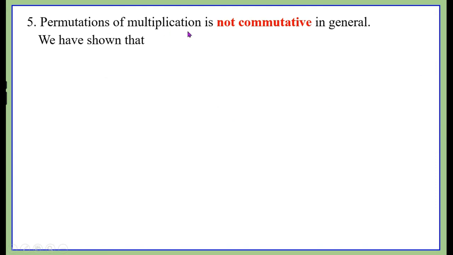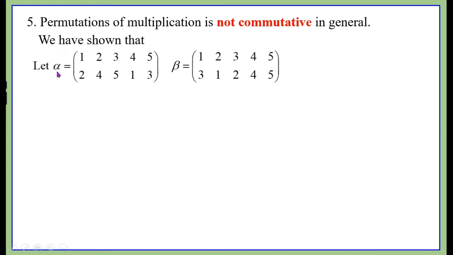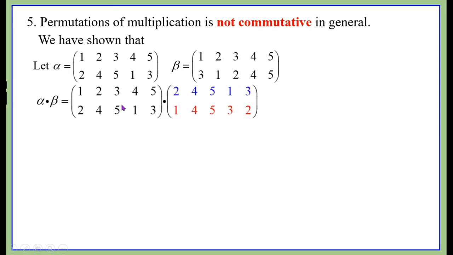Permutation multiplication is not commutative in general. We have shown that alpha is equal to the permutation 1, 2, 3, 4, 5 with images 2, 4, 5, 1, 3, and beta is equal to the permutation 1, 2, 3, 4, 5 with images 3, 1, 2, 4, 5.